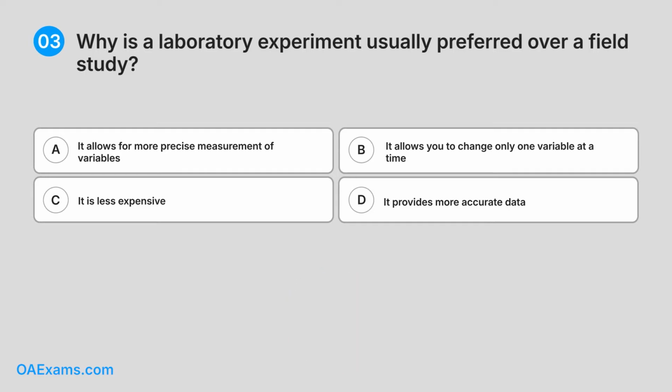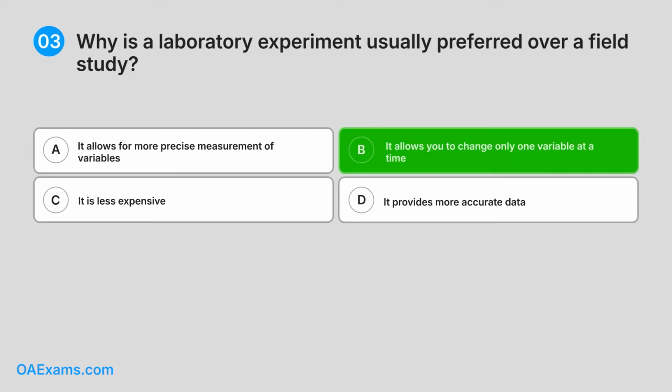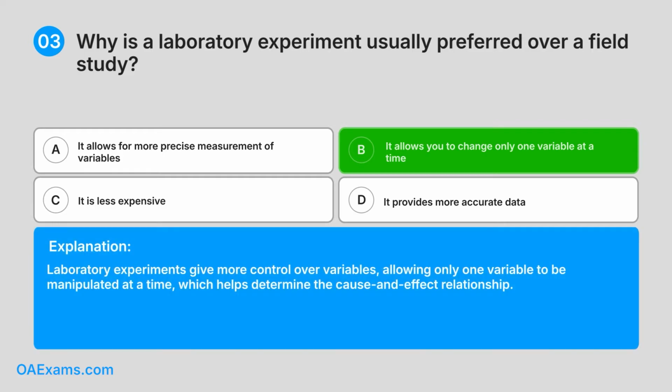Correct answer: B. It allows you to change only one variable at a time. Explanation: Laboratory experiments give more control over variables, allowing only one variable to be manipulated at a time, which helps determine the cause and effect relationship.